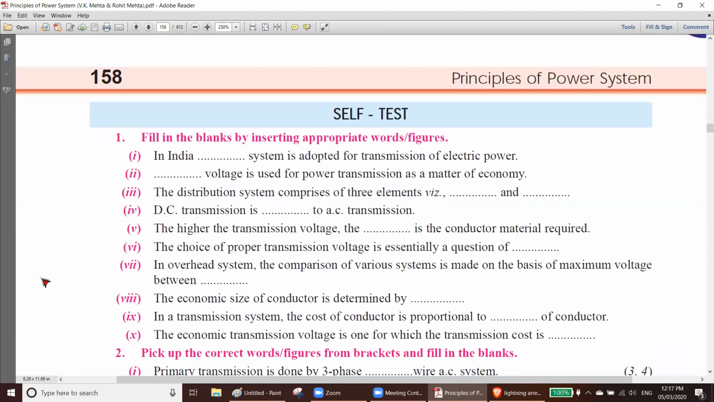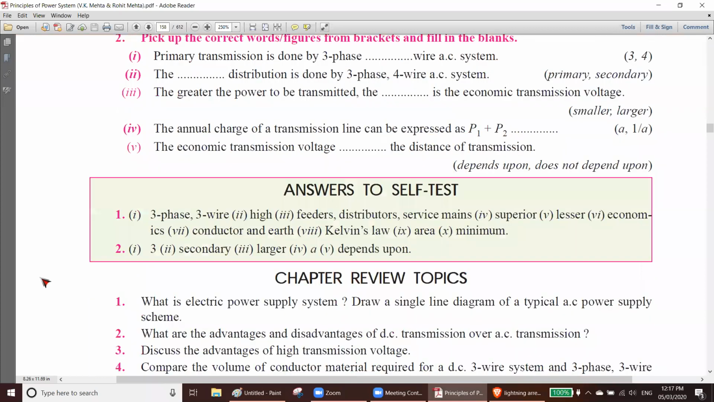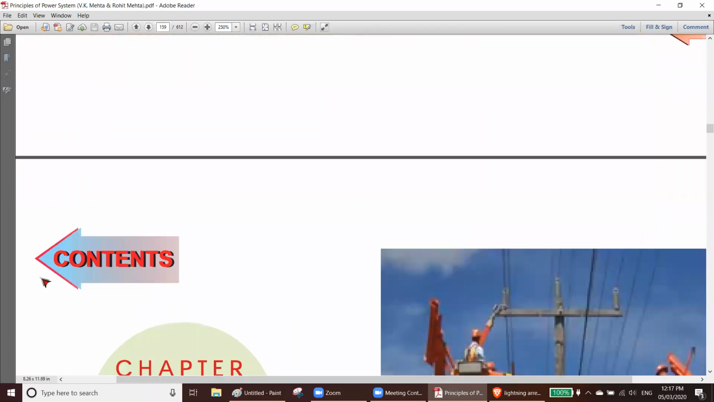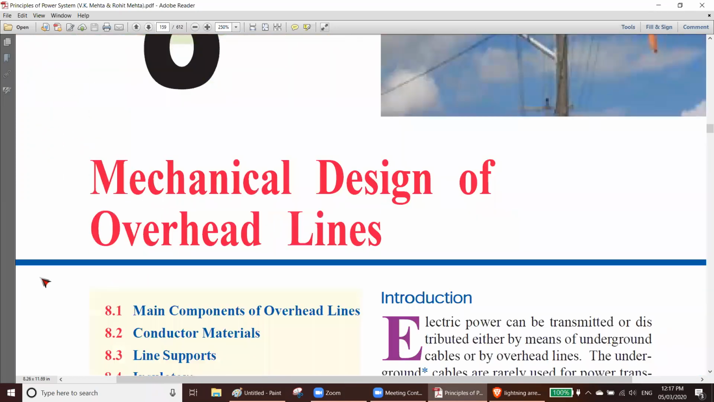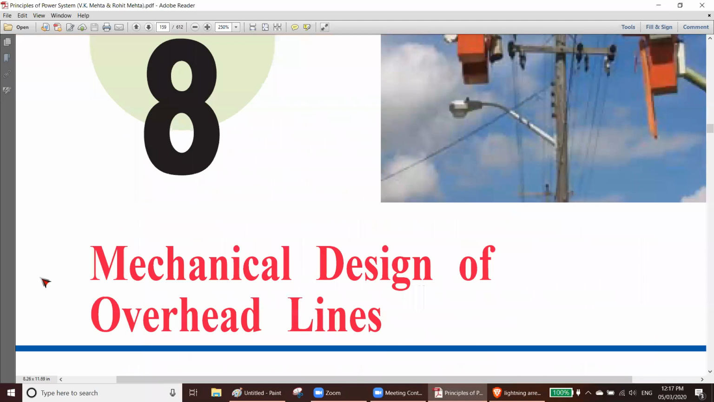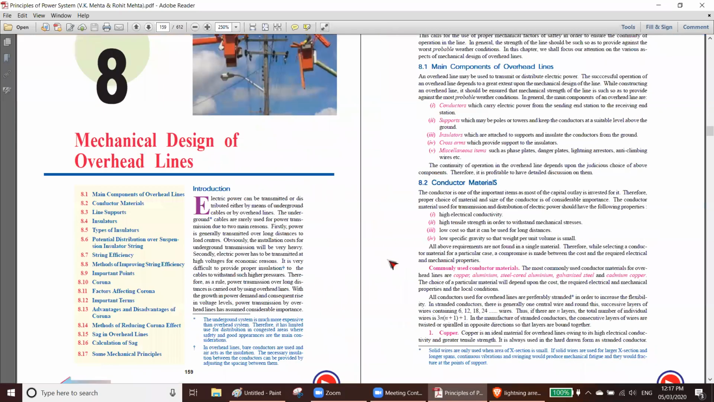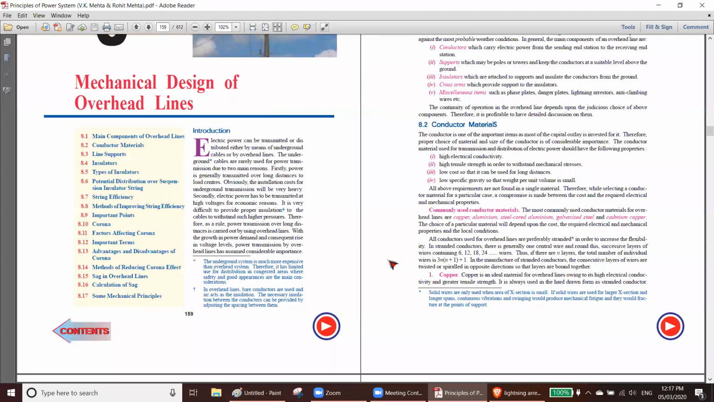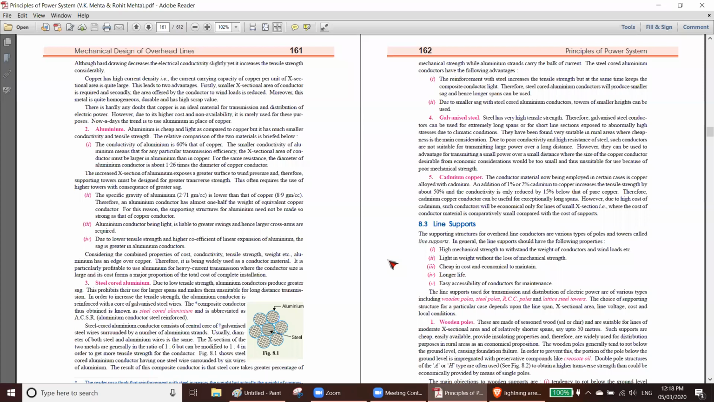Okay, so self test, you have some self test there, you can take the test as well if you want. And I think we are at the end of our chapter. From the next class we will be dealing with mechanical design of overhead line. This is one of our very important chapters. We will not start it now, we will start in our next class.